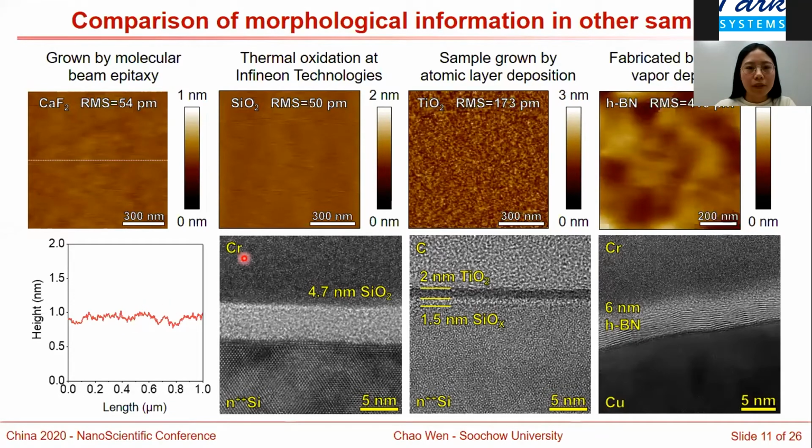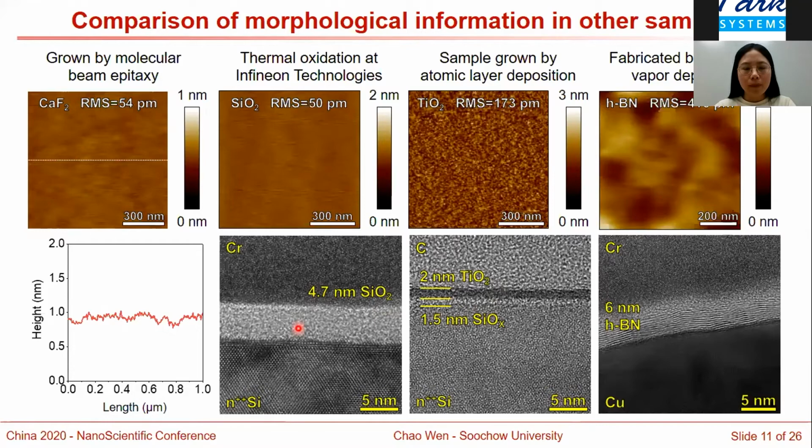We also measured the morphological information of the other three examples we will use later for comparison of the electrical properties. The first one is 4.7 nanometer silicon dioxide grown by thermal oxidation at Infinite Technologies. The second example is titanium dioxide grown by atomic layer deposition. From the AFM maps, we can find that the surfaces of these two examples are very flat with a roughness value less than 200 picometer.